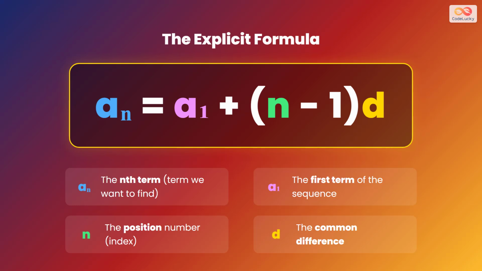This brings us to the explicit formula. a sub n equals a sub 1 plus the quantity n minus 1 times d. Here, a sub n is the term we are looking for. a sub 1 is our starting number. n is the position we want to find, for example, the 10th or 50th spot, and d is the common difference.